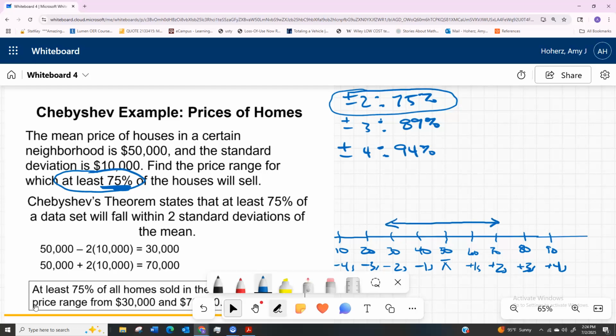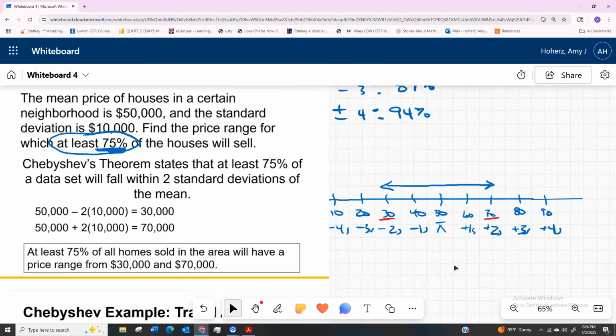So what is 2 standard deviations? Well, 2 standard deviations is the 30 to 70 on our graph here, on our number line. And so that's the answer. At least 75% of the houses will fall between 30,000 and 70,000. But I think it's much easier for students to understand with the picture. So that would be my recommendation.